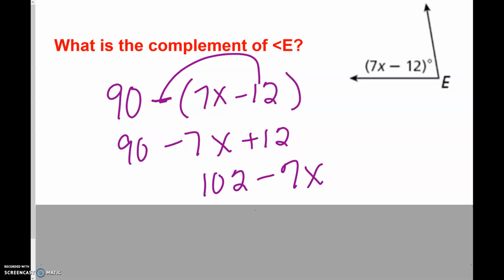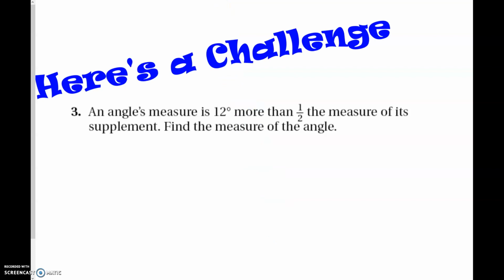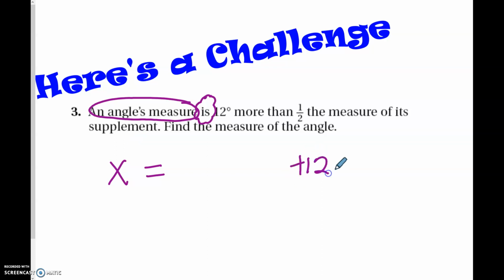All right, on to our last problem for today, finding the angle measure here. So if an angle measure is 12 degrees more than half the measure of its supplement. All right, I like to say angle measure, and we don't know what that angle measure is, so I call that x. Now this word "is" in math just means an equal sign. And they say that one of the angles is x, and then the other one is 12 more. So it means we are going to add 12 to 1/2 the measure of its supplement.